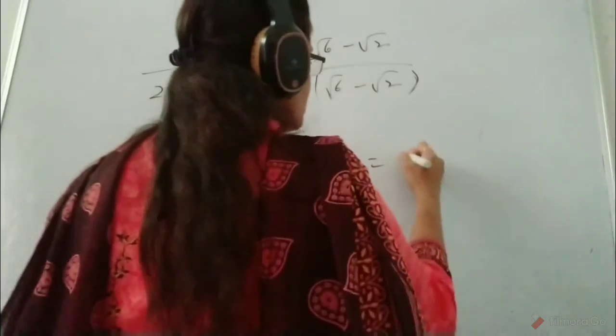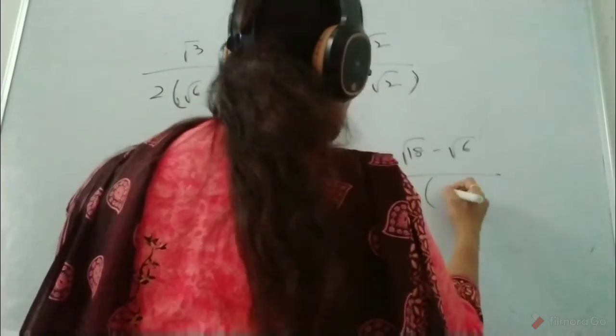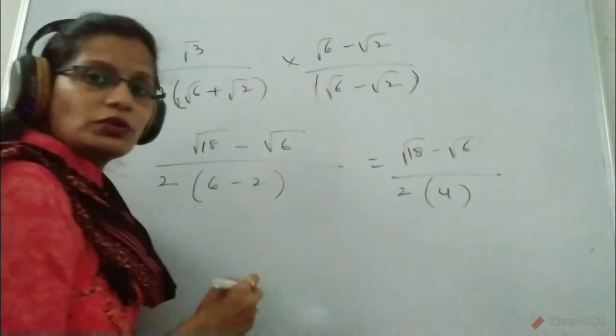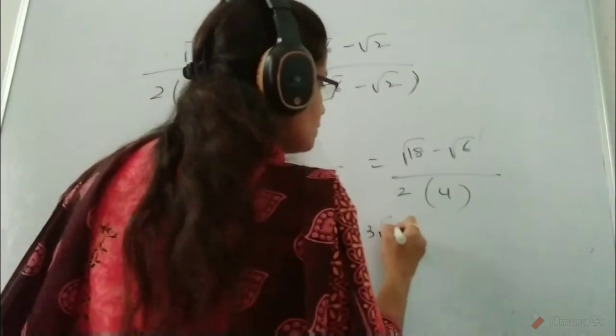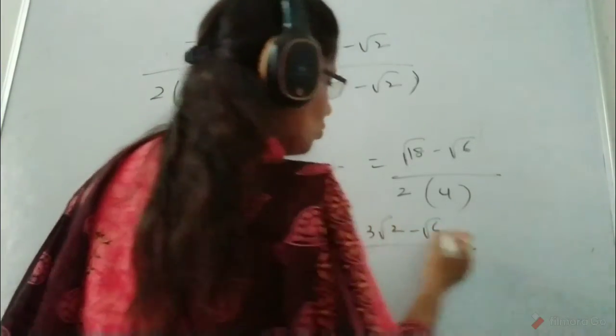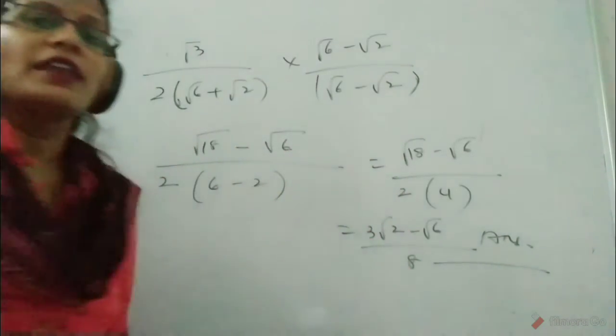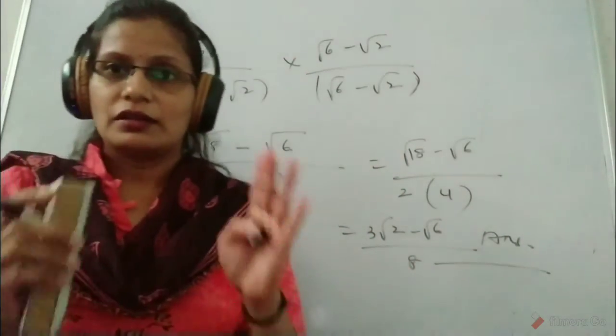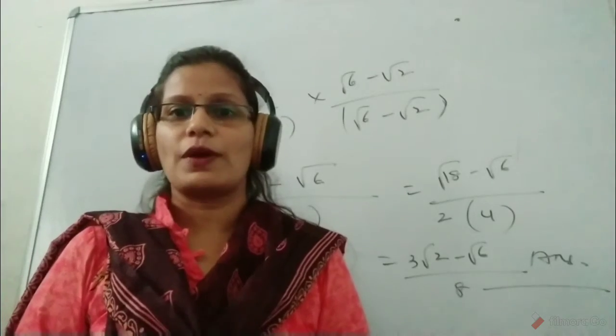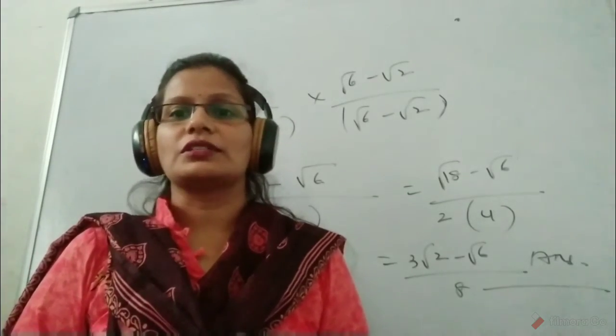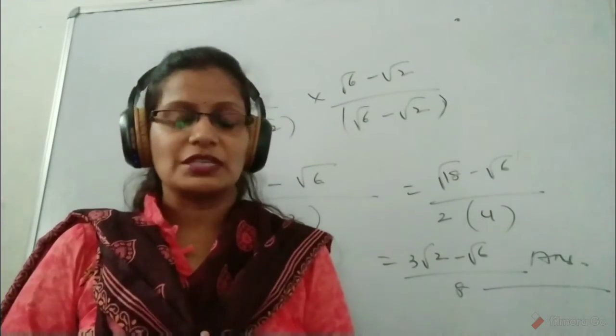So what will we get? Root 18 minus root 6 over 2 times 6 minus 2, and 6 minus 2 is 4. Root 18 is 3 root 2. So 3 root 2 minus root 6 over 8. This will be your answer exactly. Never leave the root part, that is the square root part, in your denominator. Okay guys, I hope this is clear.